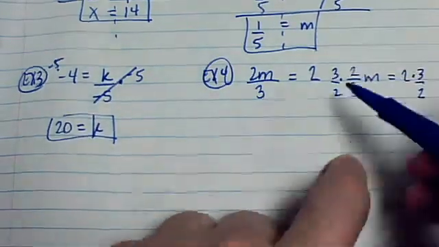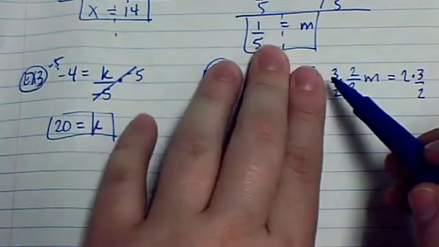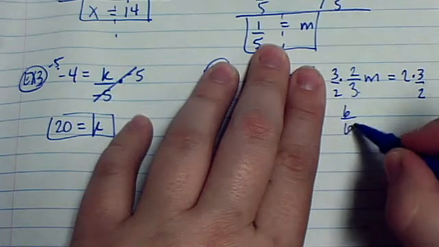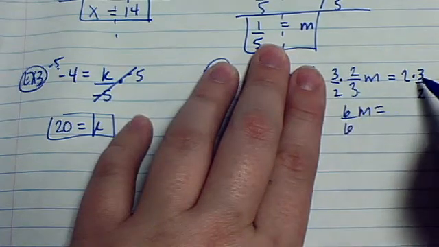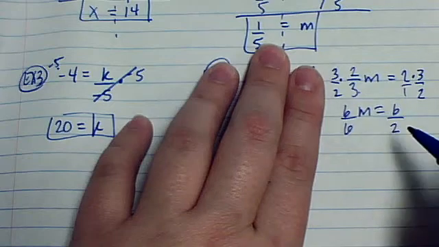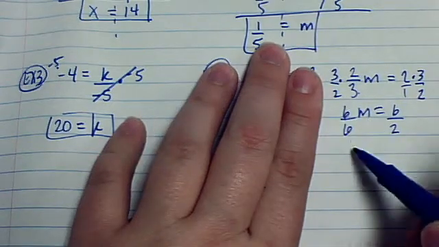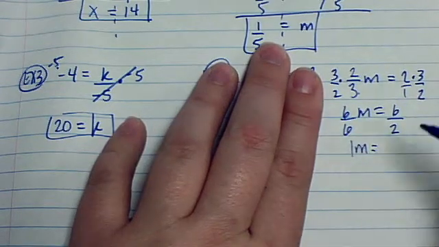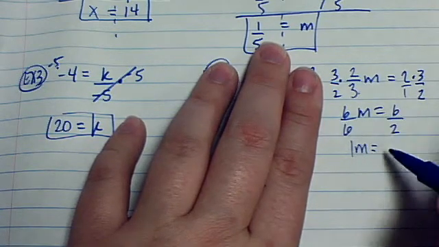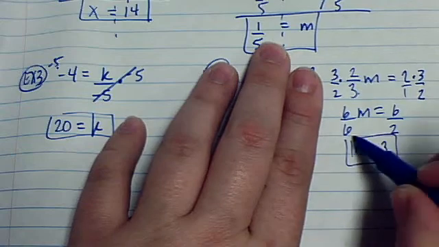Okay, the reason we can do this is because if I look at this, 3 times 2 is 6, 2 times 3 is 6, and then over here I'd have 2 times 3 is 6 over 2. Okay, well, 6 divided by 6 is 1, and that's 1m. Okay, that's what we want. We want the m to be 1 by itself. Okay, then here 6 divided by 2 is 3.